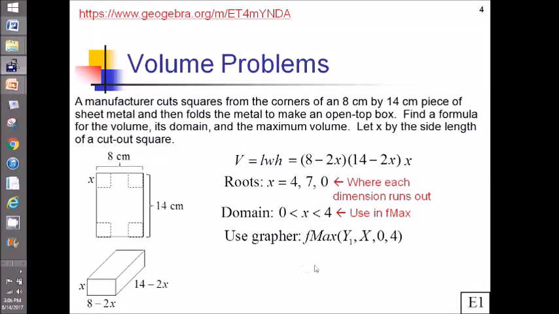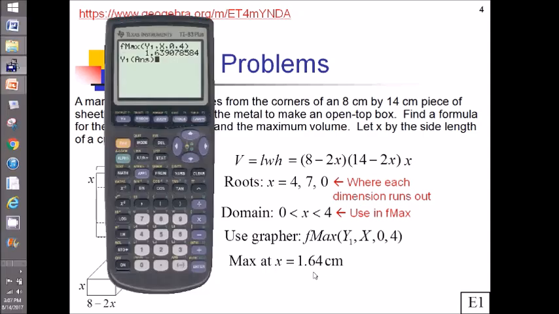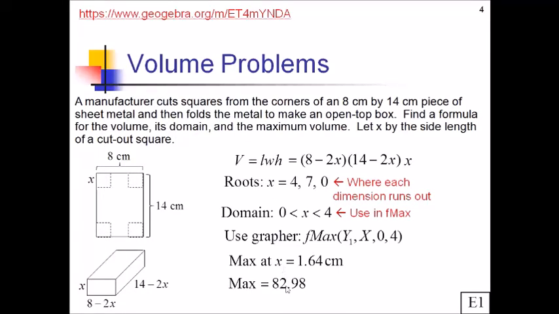This is a real-life problem, though, so we should also have units on this. So that's 1.64 centimeters, they said. And then we're going to plug that back in, because this is the x value now. This isn't the actual volume. This is the length of the square, the height. We'll plug that back into y1 to get our volume. So plugging this answer into y1 gives us, they said, 82.98. So that's going to be 82.98. Now the units on this, since it's volume, is going to be centimeters cubed.